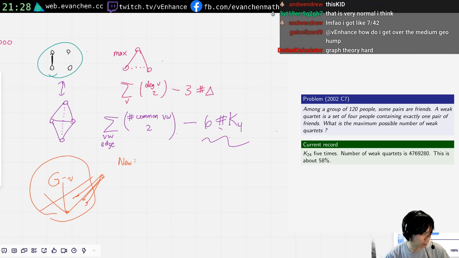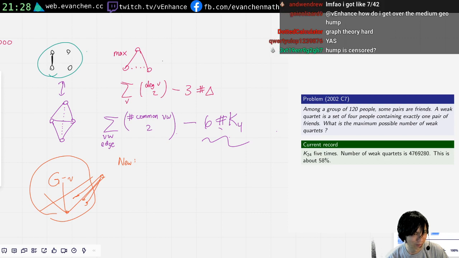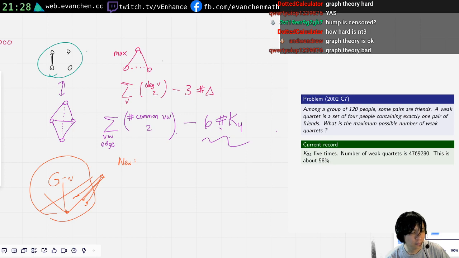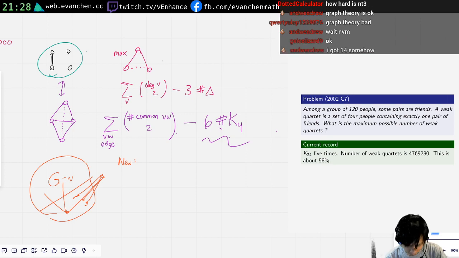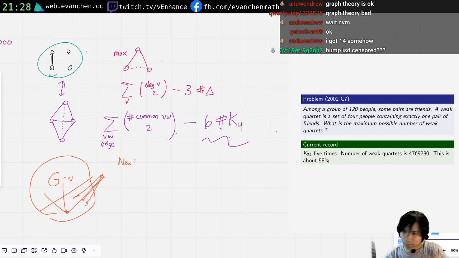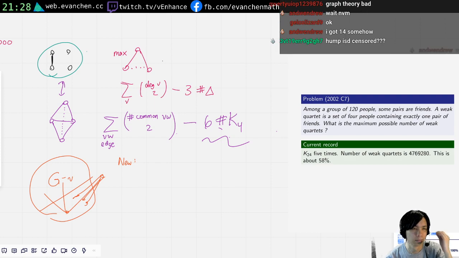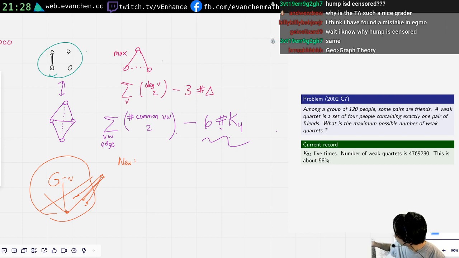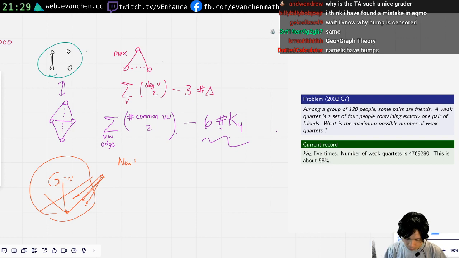How do I get over the medium geo hump? I don't know. Read more EGMO? You haven't found mistakes in EGMO? Shoot me an email. You're probably right. There's so many misprints in that book.